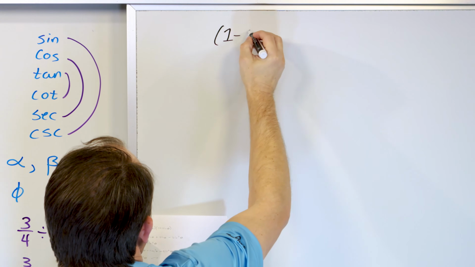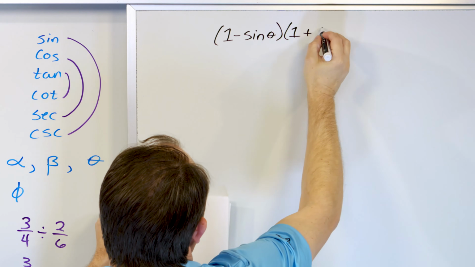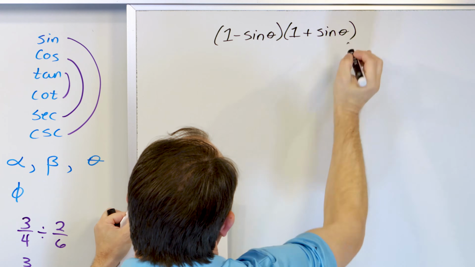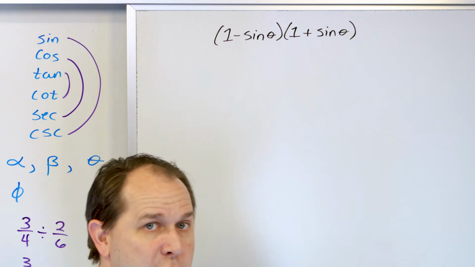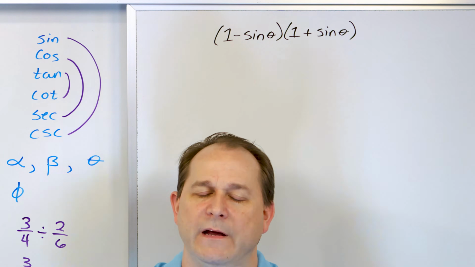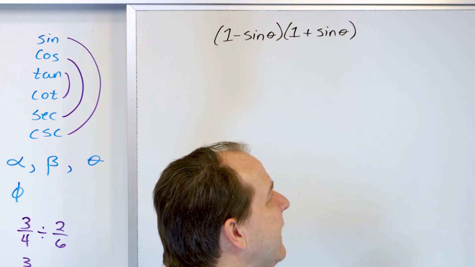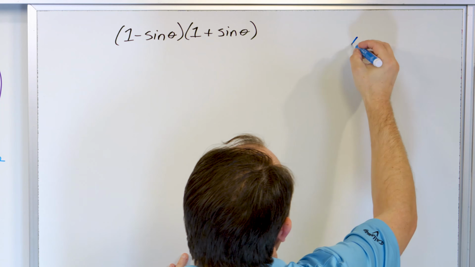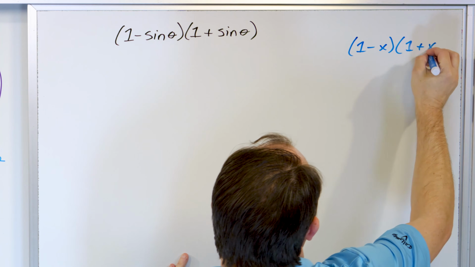What about 1 minus the sine of theta multiplied by 1 plus the sine of theta? When students look at this, a lot of times alarm bells go off, very, very complicated. Okay, take a deep breath. How would you handle this if it was just algebra? Like if I gave you a different question, 1 minus x, and then 1 plus x, what would you do?